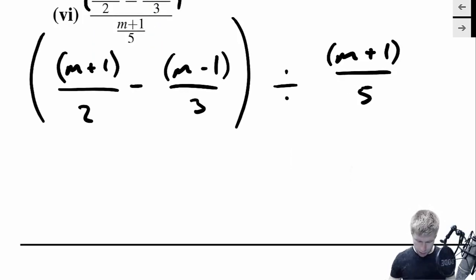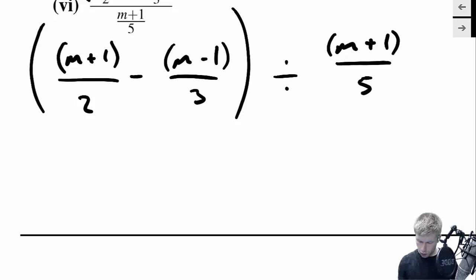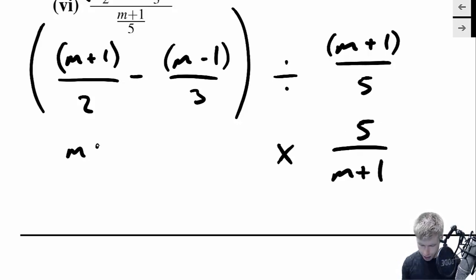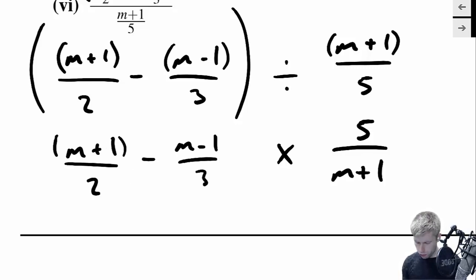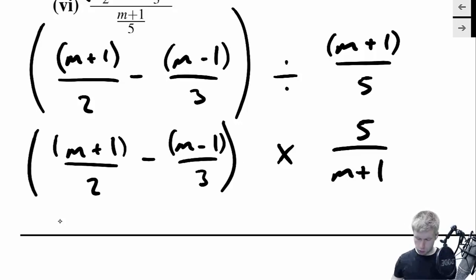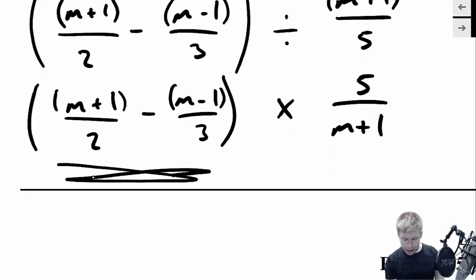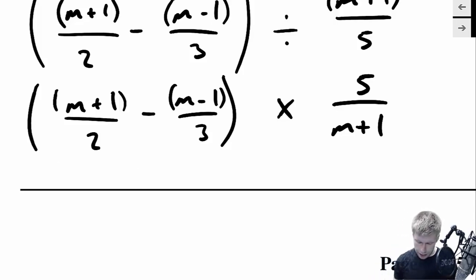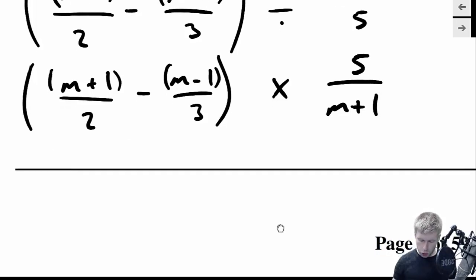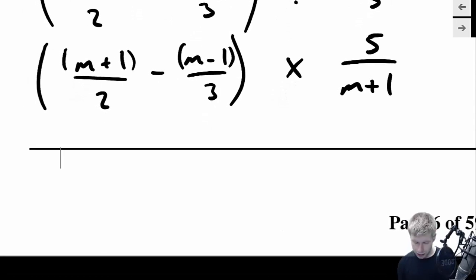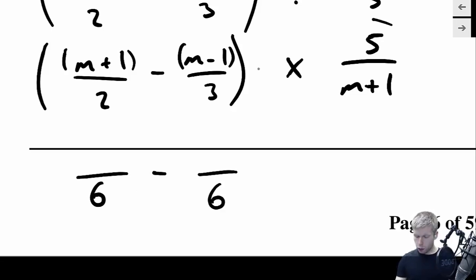Right, okay, so let's have a look at this. First things first, I'm going to write this as a multiplication by 5 over m plus 1. So I'll still end up with the same thing, m plus 1 over 2, subtract m minus 1 over 3, making sure it's all being multiplied. So I've changed it into a multiplication, which is going to be easier. Now here, I can make my life a little bit easier by collecting this together into one fraction. I'm looking for a common denominator of 2 and 3. I think 6 will work. So I'm going to go for over 6 and this for over 6. Ignore this bit for the time being.